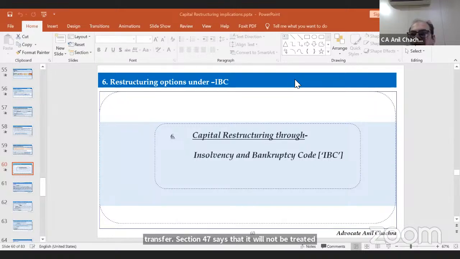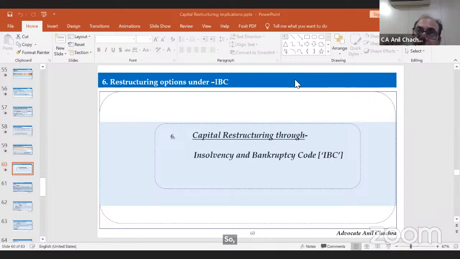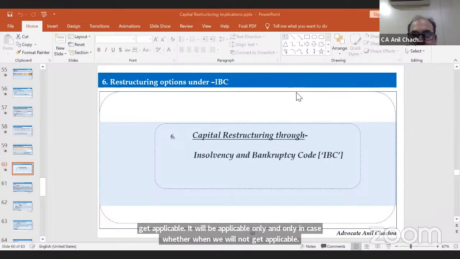Section 56(2)(x)(b) talks about the shares part. Shares means whether it's preference shares or equity shares. So at the time of the conversion of preference shares into equity, section 56(2)(x)(b) will not be applicable. It will be applicable only and only when we convert CCD into the equity part, right? So I hope I have clarified this answer.